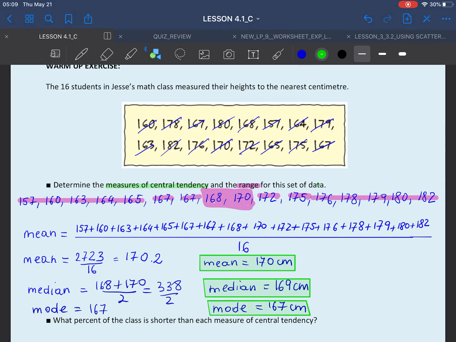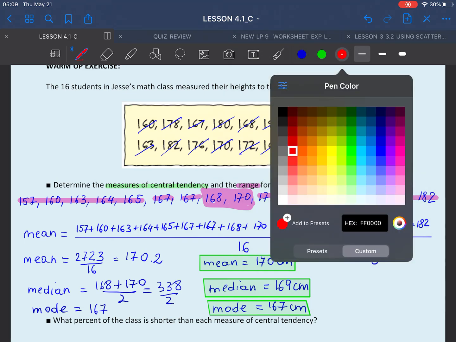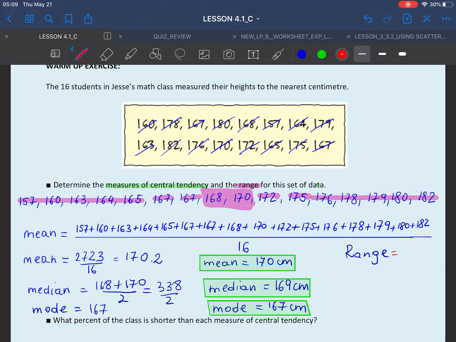Now the last thing we need to find in here is the range. Now remember that to find the range, we need to find the difference between the highest and the lowest number. So the highest number here would be 182. The lowest is 157. See how putting the numbers in order helps a lot. And we're going to say that range is equal to 182 minus 157. That looks like 25 in here. So we're going to say the range is 25.